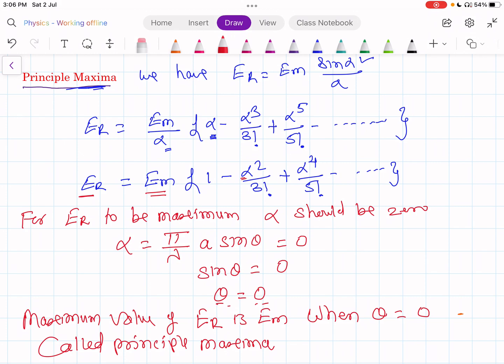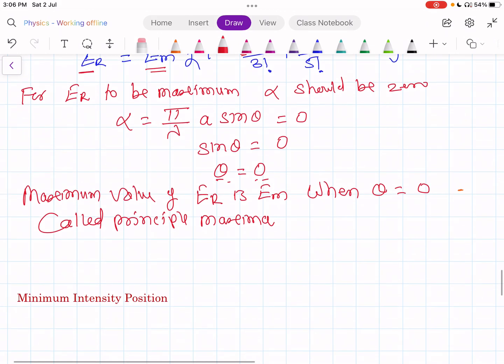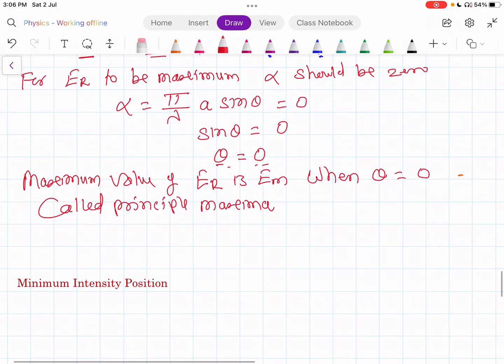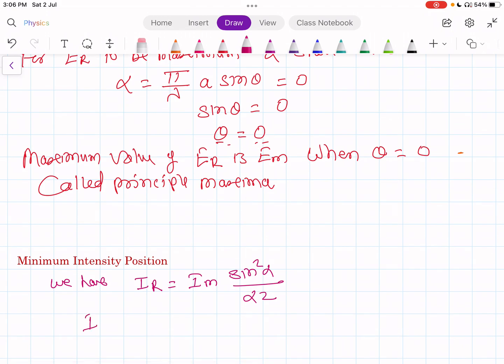Okay, so we got the condition for the principal maxima, that is theta should be 0. Then let's find the minimum intensity position, that is minima. To find the minimum intensity position, consider the equation for the intensity. So we have here in this case Ir is equals to Im sine square alpha upon alpha square. And we are finding the minimum intensity position.